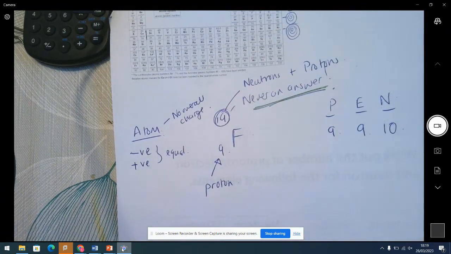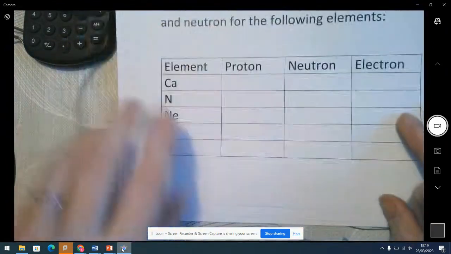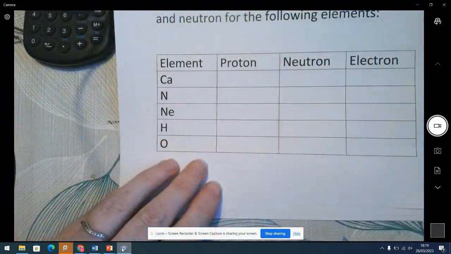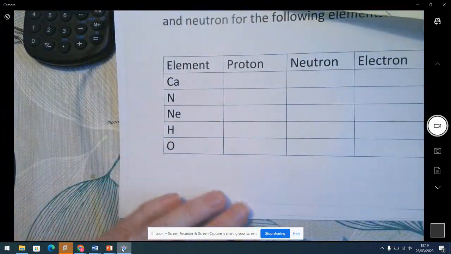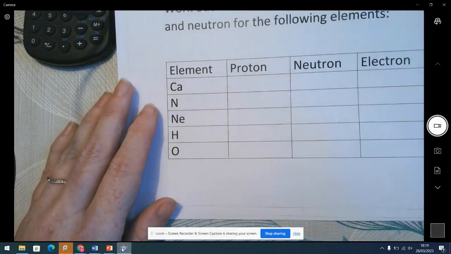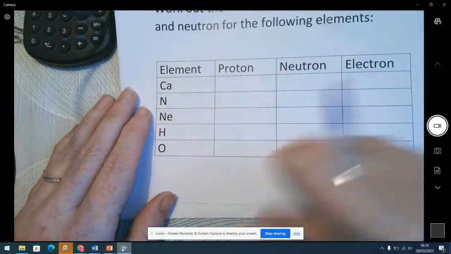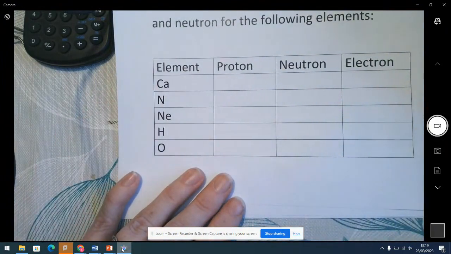So what I'm going to get you guys to do now is on the next page in your booklet, you have got some examples, and you will need a periodic table to help you to do that. So just take a minute, pause the video. Work your way through and then come back and check that you were able to get something similar to what I've got here.